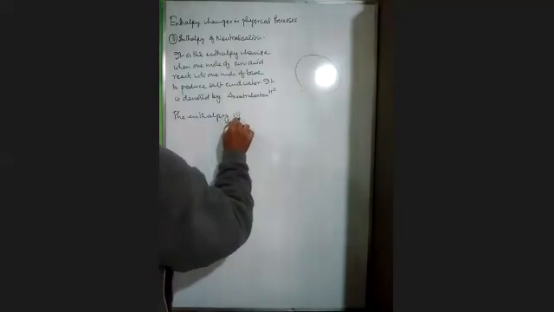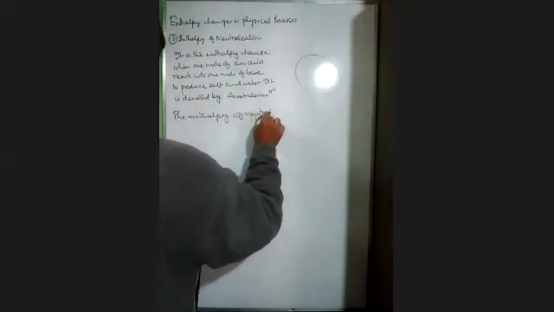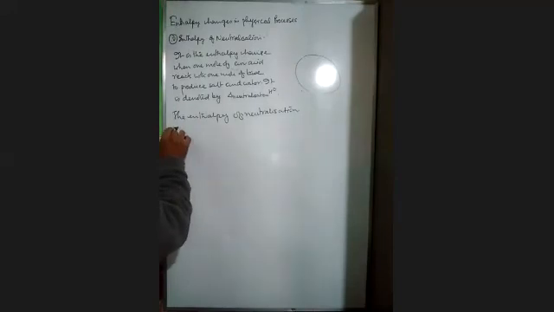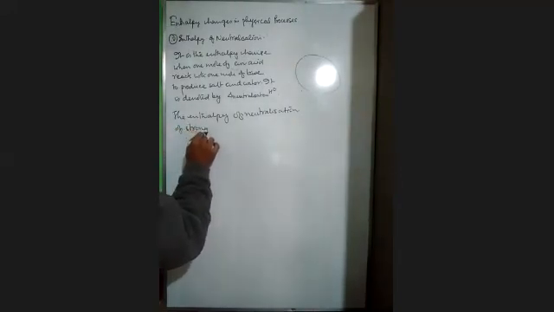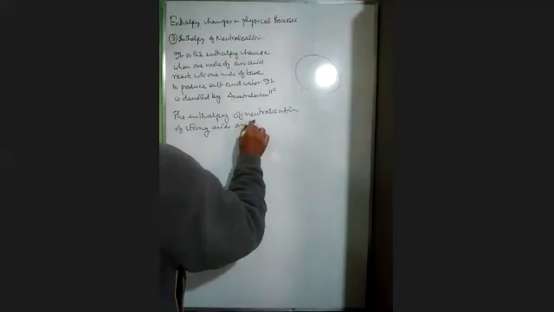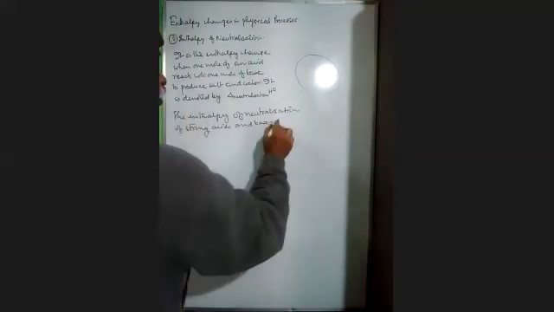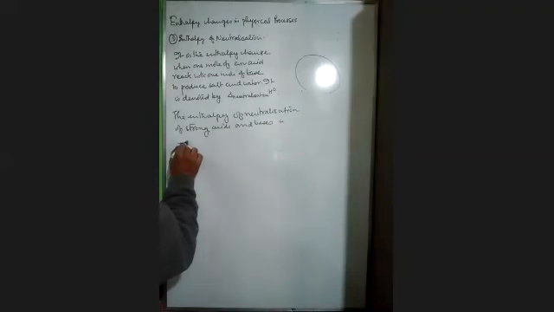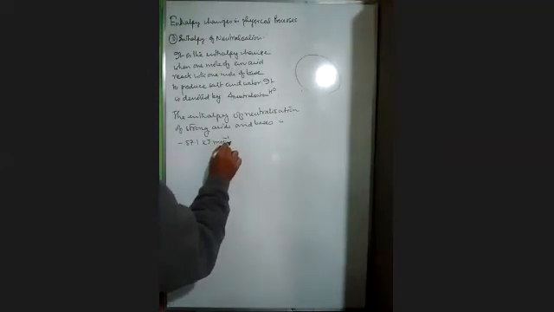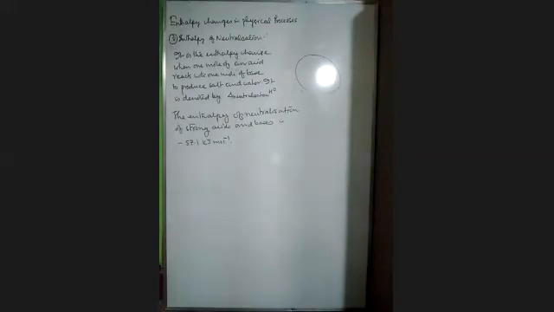The enthalpy of neutralization of strong acids and bases is minus 57.1 kilojoule per mole. Enthalpy of neutralization of strong acids and bases is 57.1. Please remember.